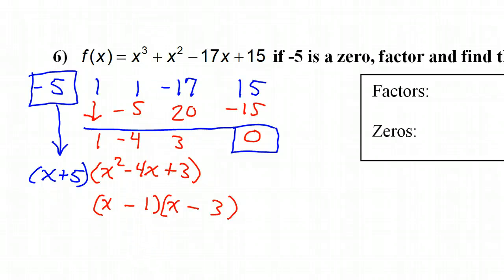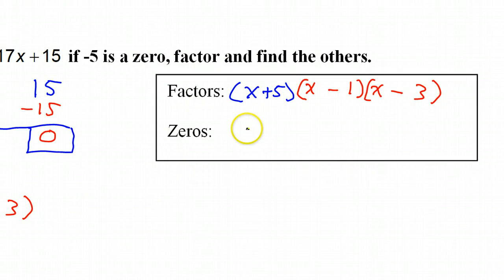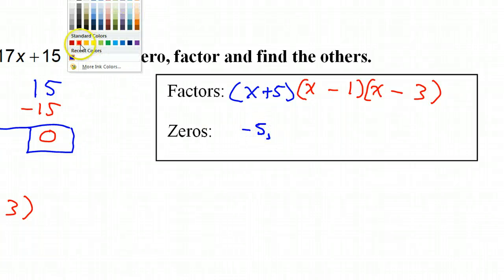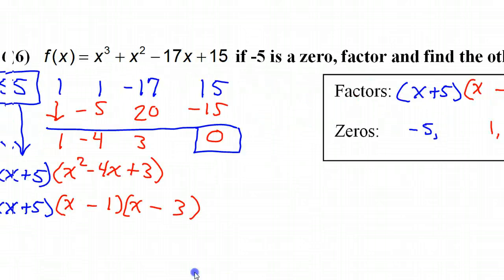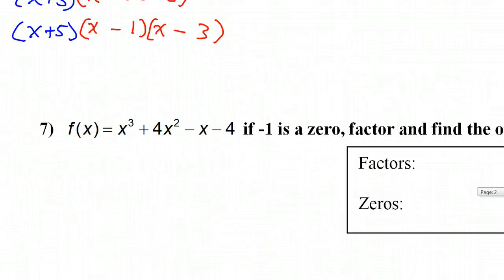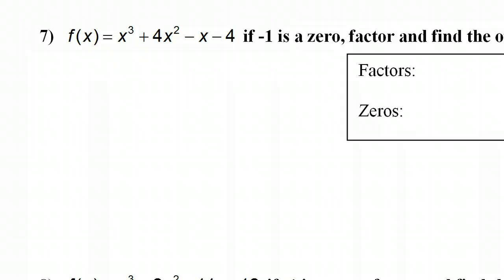So we factored it, and I bring down my x plus 5 as well. So this is the factored form. I'm just going to put it over here. X plus 5 gives us a 0 of negative 5. That's the one we already had. X minus 1 gives us a 0 of positive 1. And x minus 3 gives us a 0 of positive 3. Okay, 2 more, I do believe.